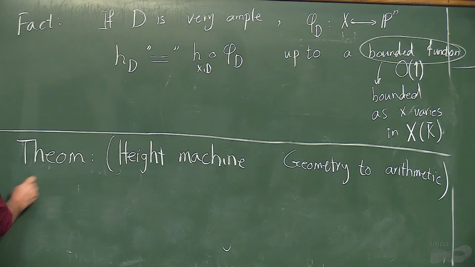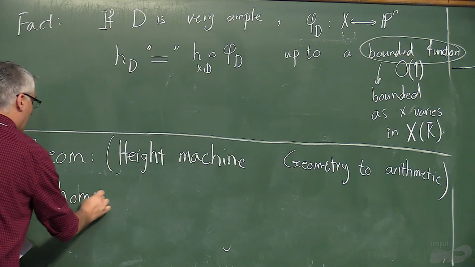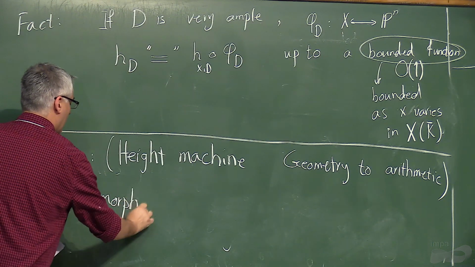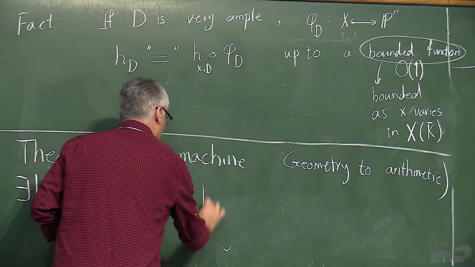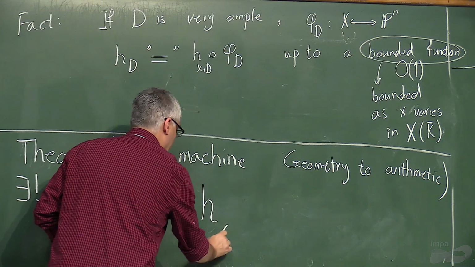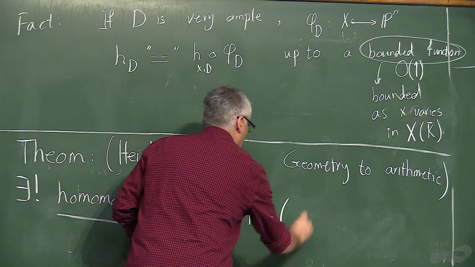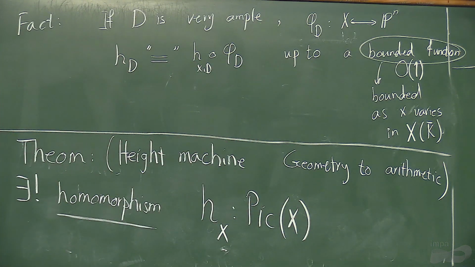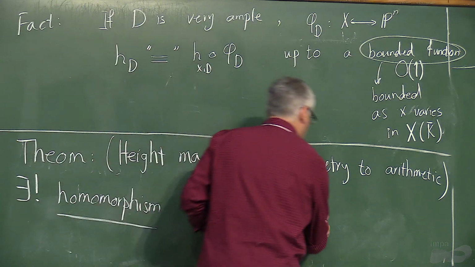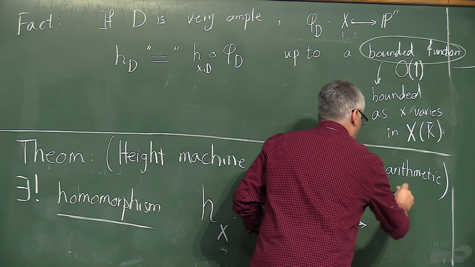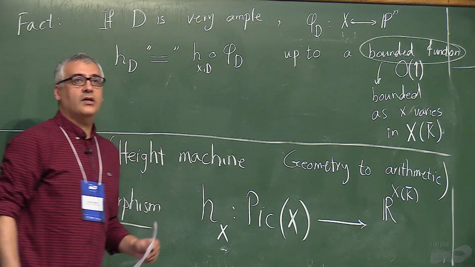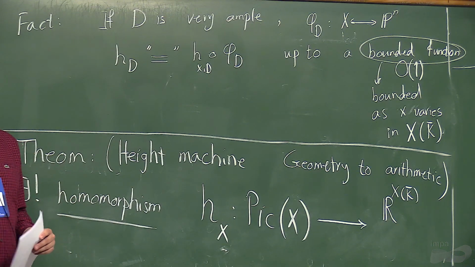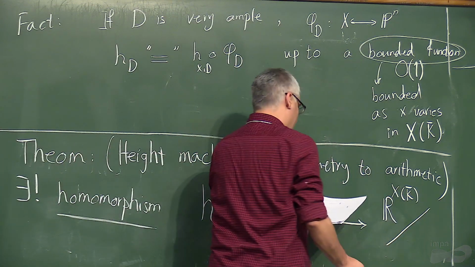It says there exists a unique homomorphism. Actually, this fact that it's a homomorphism is a new statement. It's some kind of a curly H from Picard of X, think of divisors up to linear equivalence or isomorphism classes of line bundles, to R to the xk bar. So think of functions from xk bar to real numbers. These are the heights that I want to capture, but modulo bounded functions.